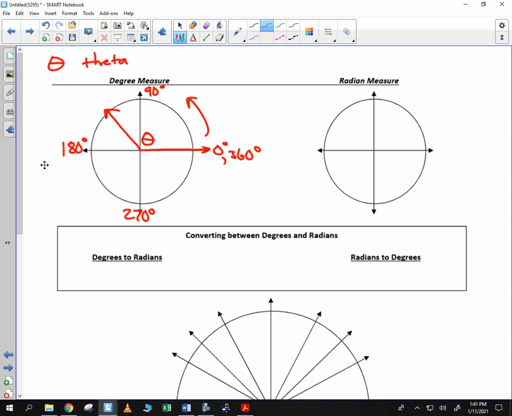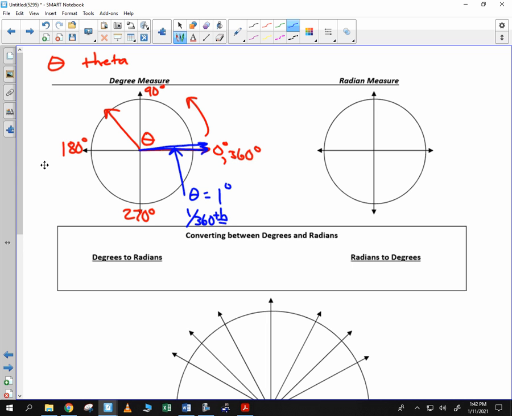As you consider a degree, 1 degree would be 1/360th of the circle. So it would be just a sliver. So in this case, theta would be equal to 1 degree, or 1/360th of the circle.